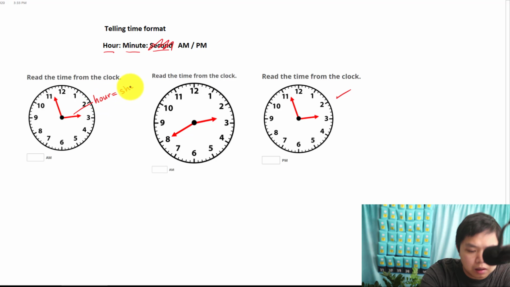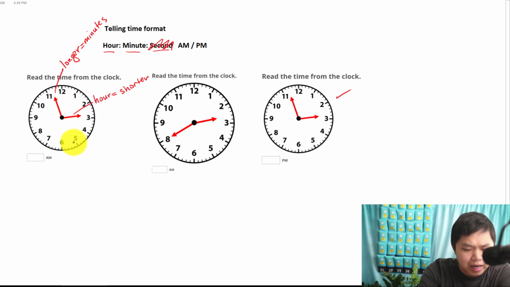Okay? And then the longer one, guess what's next? It gives us the minutes. So in this case, we have the hours and the minutes. And we couldn't tell anything about the seconds because we need another hand, longer than this one. It will give us the seconds.